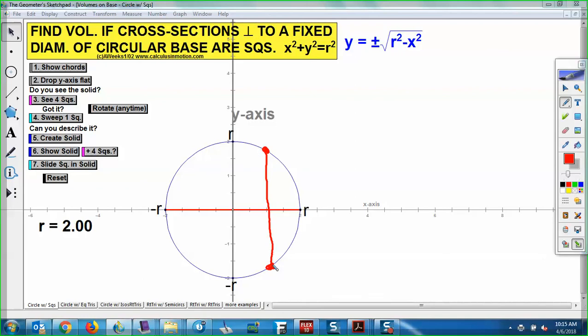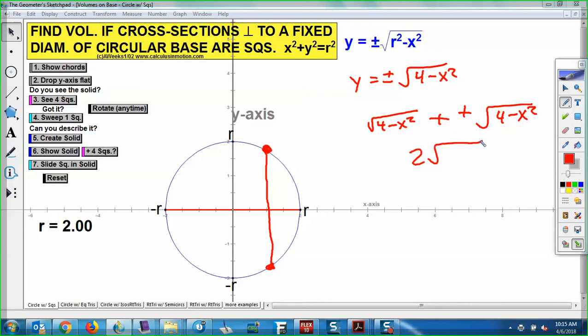So what would be the area of that square? Well, this is a radius of 2. So that would be y equals plus or minus the square root of 4 minus x squared. So the top y value would be positive square root of 4 minus x squared. The bottom y value would be negative square root of 4 minus x squared. That would end up being 2 times the square root of 4 minus x squared. That would be our s. That would be the side of our square. And so our integral would simply be that squared.